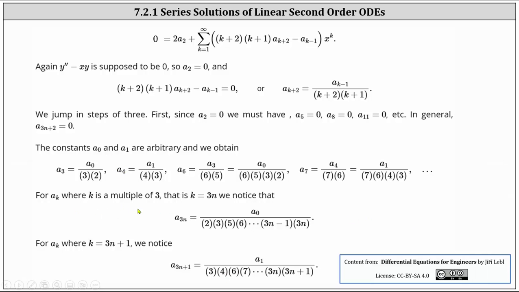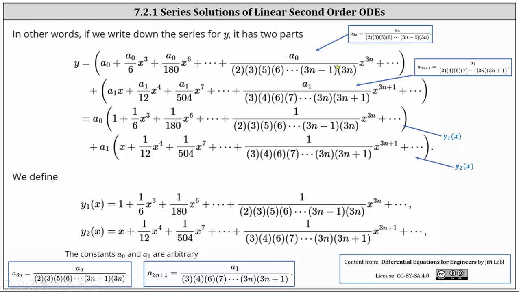And now we'll take the formulas for the coefficients given by a sub 3n and a sub 3n plus 1 to write out the power series solution. When writing out the terms, though, we will multiply out the denominators. Notice for a sub 3, the denominator will be 6. For a sub 4, the denominator is 12. For a sub 6, the denominator will be 6 times 5 times 3 times 2, which is 180. And the denominator for a sub 7 will be 7 times 6 times 4 times 3, which is 504.